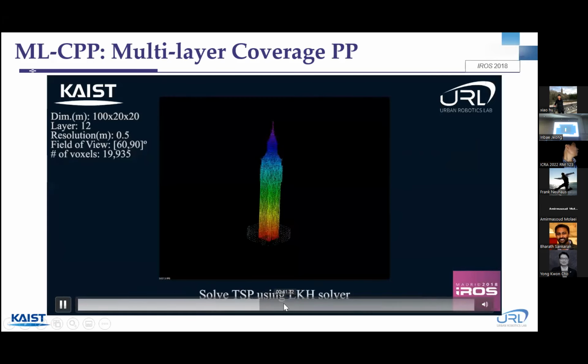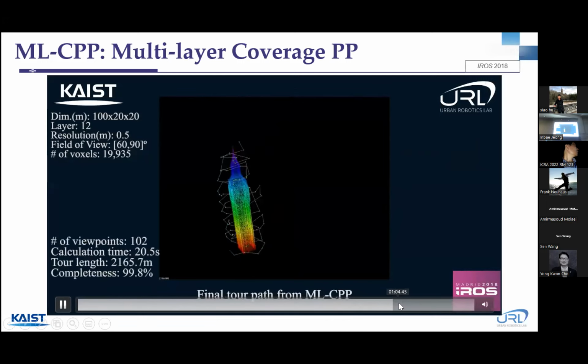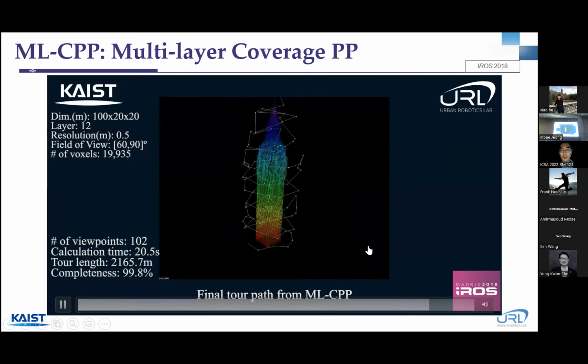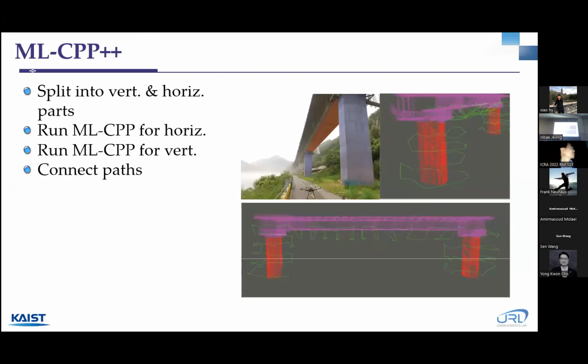This is the Big Ben from the UK, the Big Ben model. So we can slice the vertical structures this way, and we can build a coverage path planner like this. Actually, this can be applied to any kind of structure, whether vertical or horizontal. We can split into vertical and horizontal parts at first and run the MLCPP for the horizontal part, and then run the same algorithm for vertical parts, and we can connect all the paths like this.